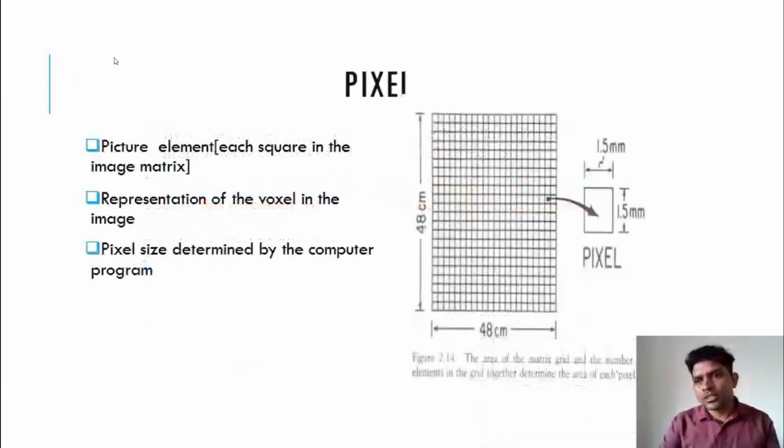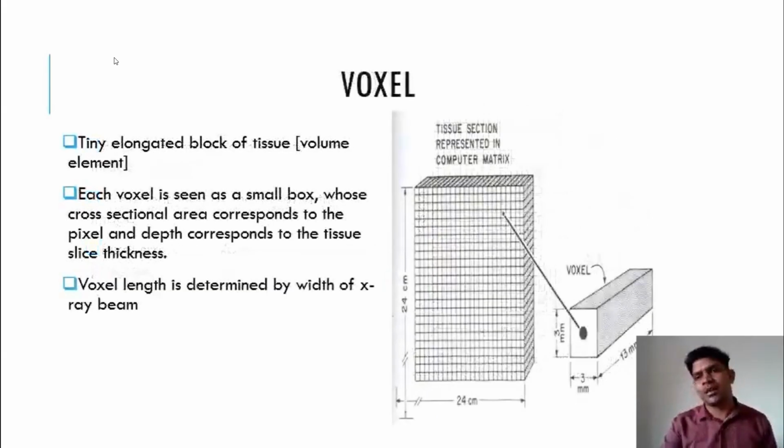The pixel is just a point, a small element of the matrix. That we call a pixel, because matrix, pixel, and voxel are the most important parts in developing the CT. And the voxel is the tiny elongated block of tissue, the volume element, the volume of the pixel. That is where it will tell us the slice thickness, which is the most important in slice imaging.